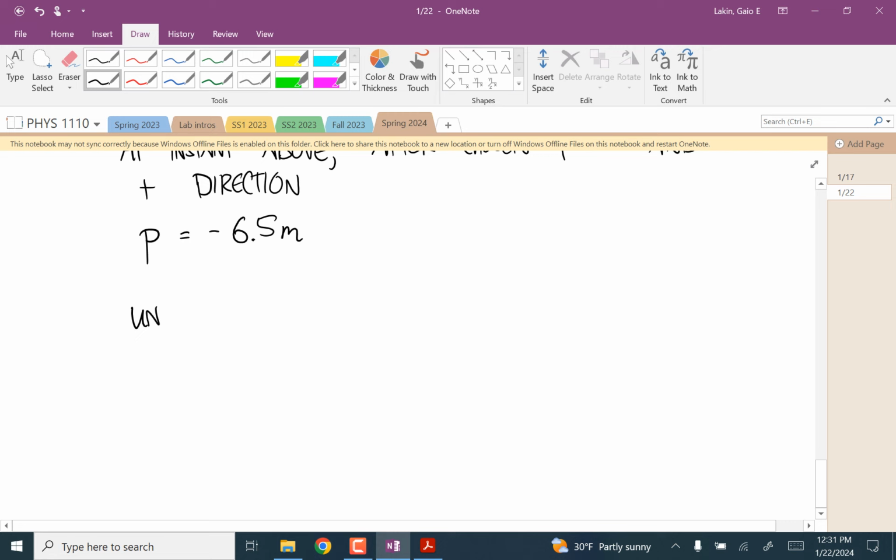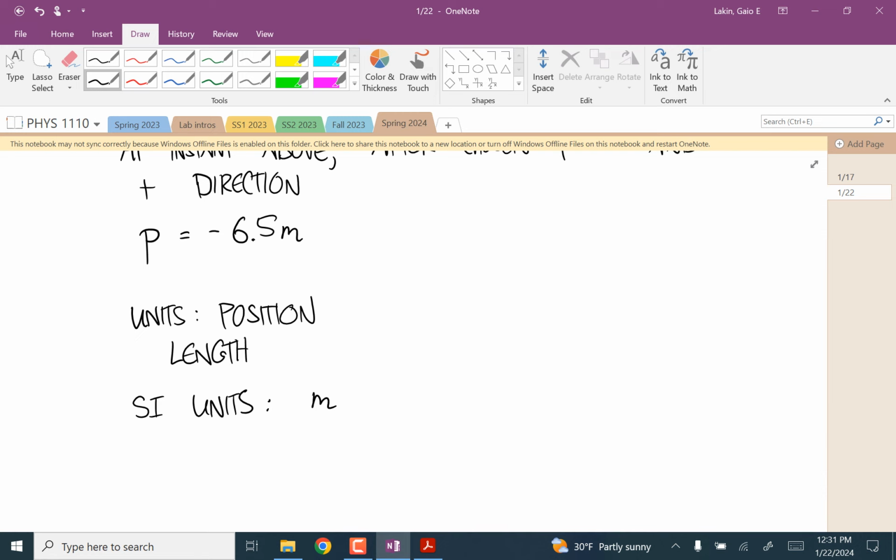Okay, the units for position have to be units of length. And so that means the SI units, the units we're going to use almost always for calculations, are meters. So anytime you give a position measurement, you're going to give it with units of meters.